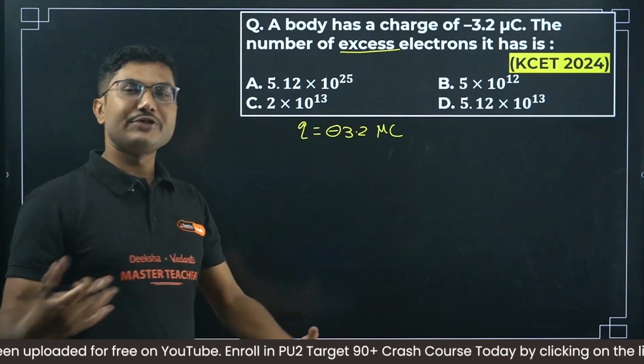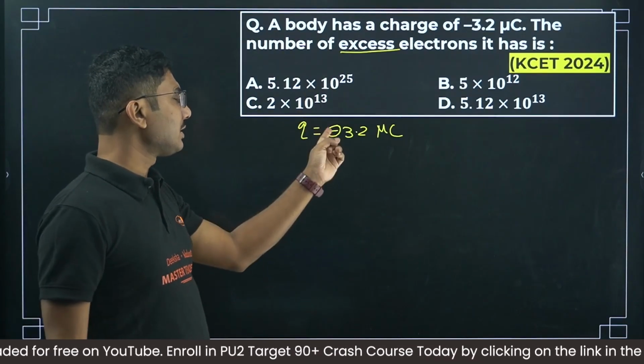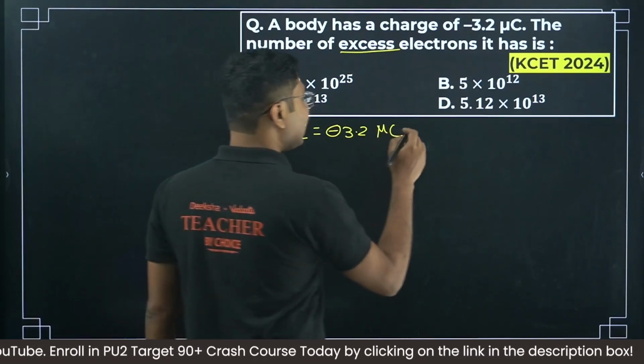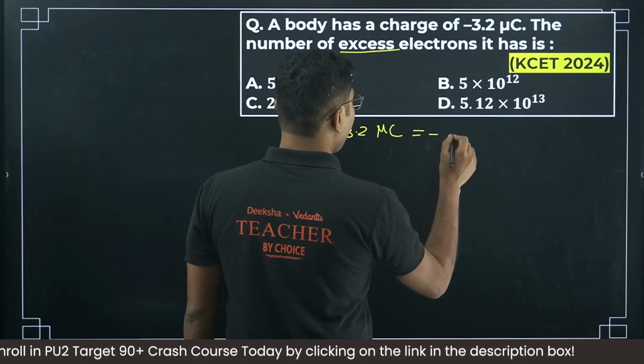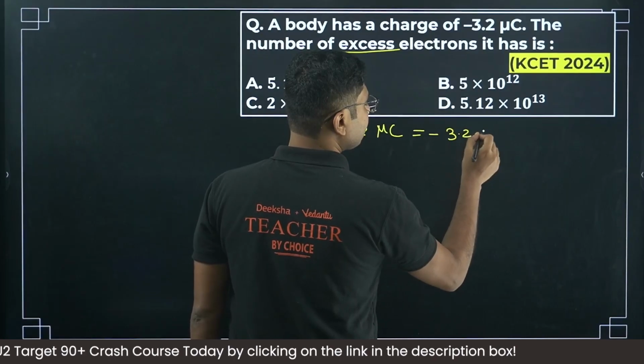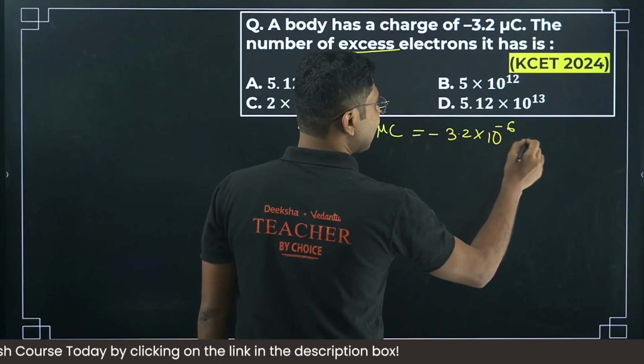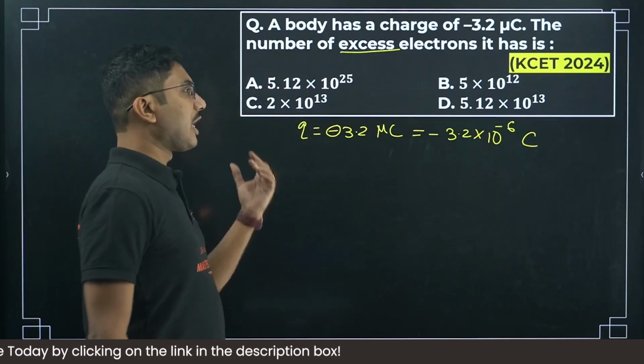So electron deficiency, you can say. Because the charge is negative, it must have excess electrons. Now what is the meaning of microcoulomb? Micro means 10 to the power of minus 6. So this is the charge of the object.